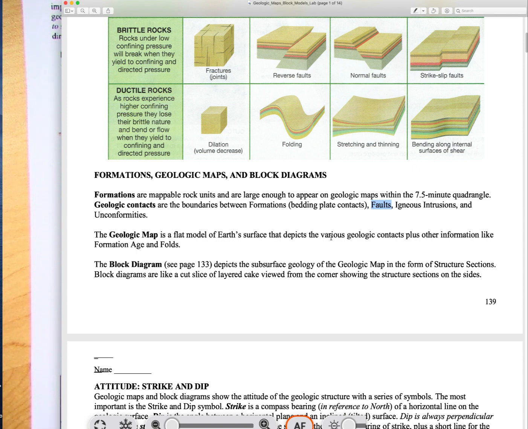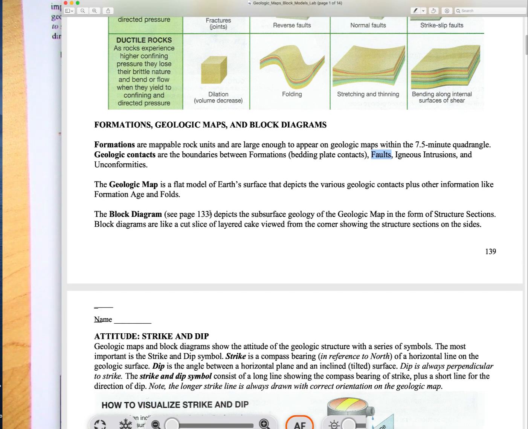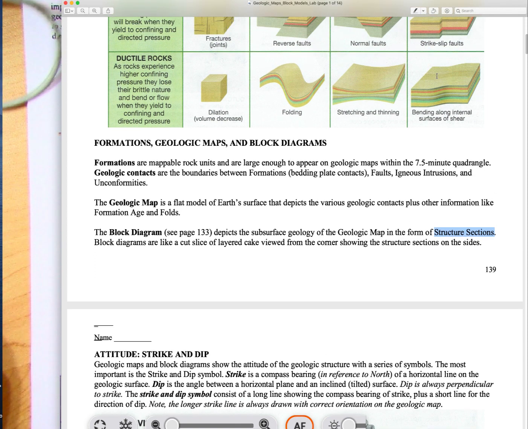And then again, the geologic map is going to be a flat depiction of Earth's surface with some information not just on structure like strike and dip, the ages of formations and the folds, but also some of these contacts, right? And then the block diagram, earlier we talked about kind of looking at that layer cake model, and it's going to show the geology in the structure section, or the cross section as your book also calls it, but it's in the subsurface. So if we can imagine these as being block diagrams, the map would be on the top, and the sides here, that would be the structure section, and that's one of these block models.